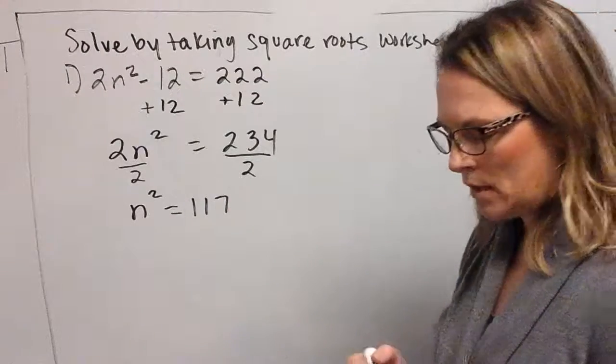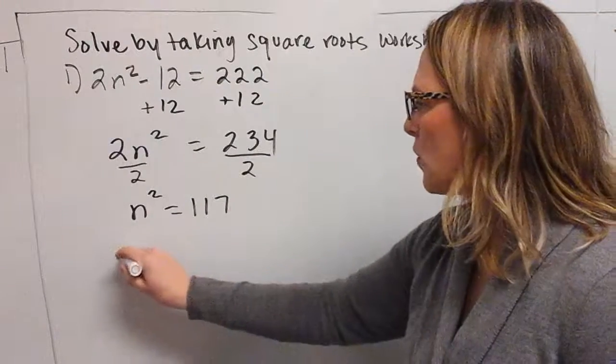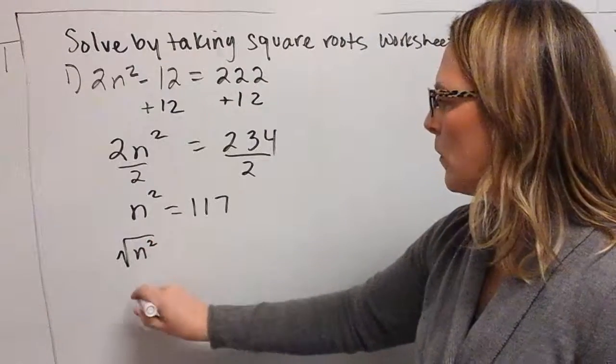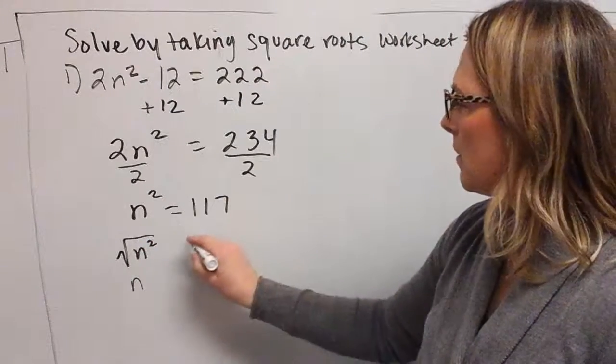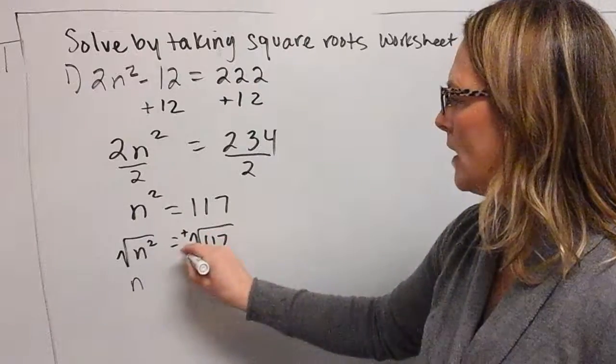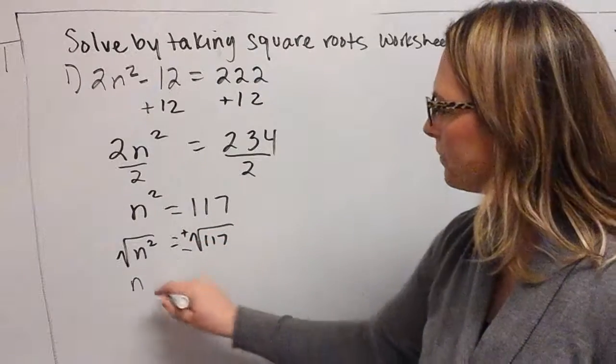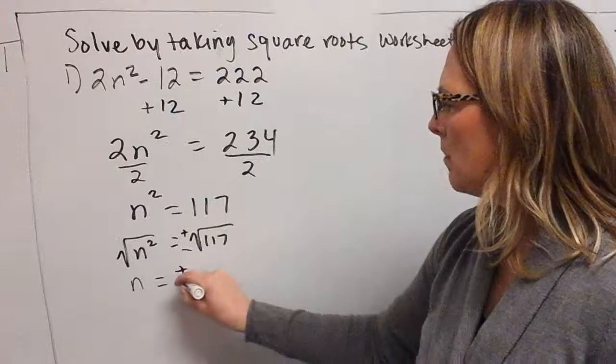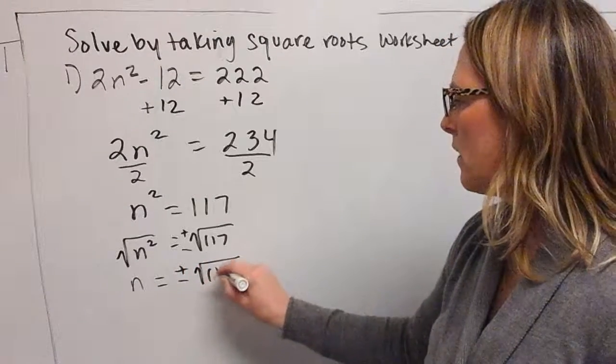Now my next step is to take the square root of both sides. So I'm going to take the square root of n squared, which becomes n, and I'm going to take the square root of 117, but I have to consider both the positive and negative solutions. So n equals positive or negative square root of 117.